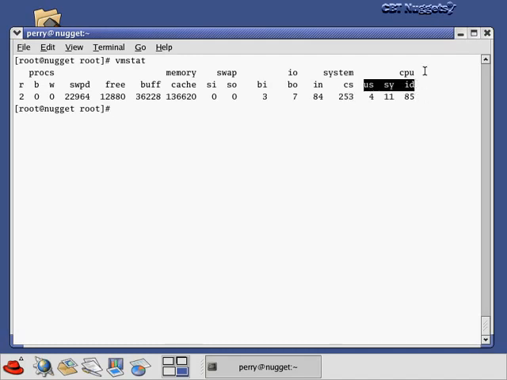Okay, so under CPU headings here, we have the percentage of time that the CPU is working on user processes, the percentage of time the CPU is working on system processes, and the percentage that the CPU is actually idle. Okay, so that's vmstat. Now let's go ahead and look at one of these other commands called iostat.